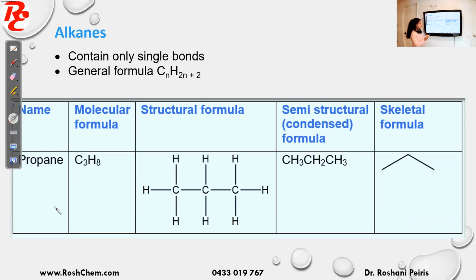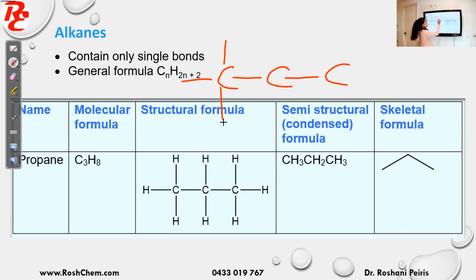How do I get the structure? So the structural formula is the full structure showing all the bonds. Now in propane, I need to have 3 carbons. So first draw 3 carbons with single bonds like this. Each carbon atom should contain 4 bonds. So if you look at the first carbon, it has 1 bond already. Put 3 more bonds like that. Then these are going to be occupied by the hydrogens.